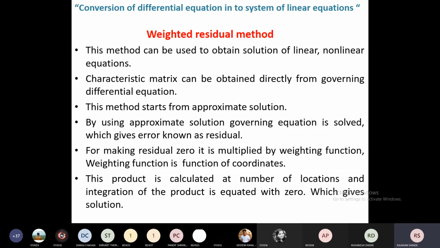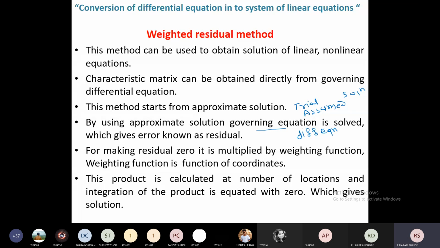First step is you have to assume the solution. It is known as the trial solution, or the assumed solution. Then you put this trial solution in the governing equation. The governing equation is in the form of a differential equation, which you want to solve.